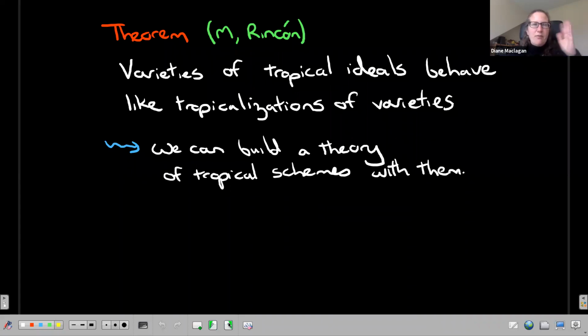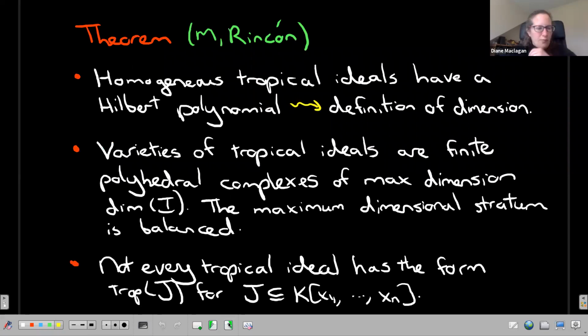So that's the cartoon version. Maybe I'll just put it up, but perhaps we won't go through it in detail, since we have time left for questions. I'll highlight this piece. The varieties of tropical ideals are finite polyhedral complexes of the same dimension as the dimension of the ideal. And the maximum dimensional strata is balanced, meaning it satisfies this combinatorial condition that I hinted at in the structure theorem. So that's one way in which varieties of tropical ideals behave like tropical varieties.